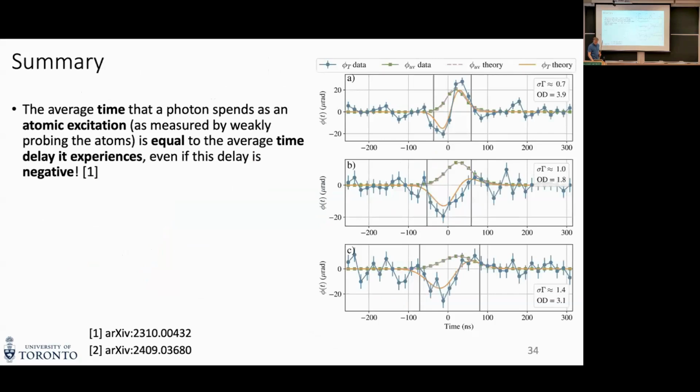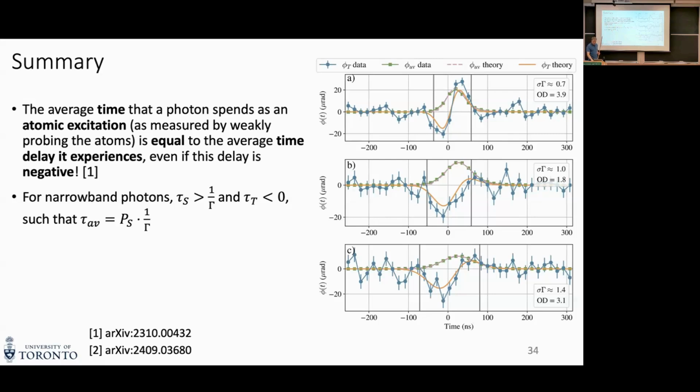All right, so in summary, we found that this question is significantly more complicated than we initially expected. And the nice picture is that this average excitation time that you get by weakly probing the atoms is always equal to the delay time of the light. So when the light is transmitted, it acquires a group delay. The group delay is equal to this transmitted excitation time. And if a photon is scattered, we've shown that the time delay of that scattered pulse is also exactly equal to what you expect if you measure this scattered excitation time.